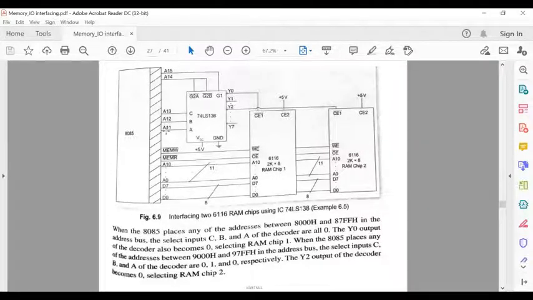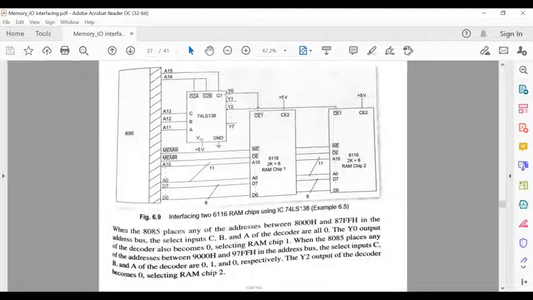Now take these three lines as 0, 0, 0. If these three lines are 0, 0, 0, which output will be affected? Y0. So Y0 must be connected to the chip enable pin of that RAM1 IC. Now the second variation is, what is that? It was 0, 1, 0. Now if it was 0, 1, 0, then which output should be affected? Y2. So Y2 must be connected to the chip enable pin of that RAM2 IC.